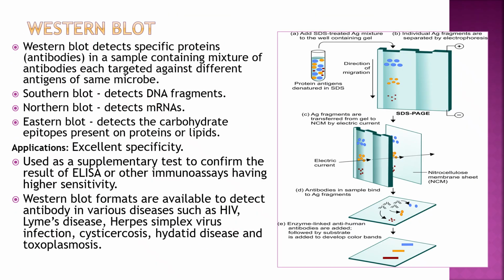Western blot detects specific proteins in a sample containing a mixture, using antibodies. Southern blot detects DNA fragments. Northern blot detects mRNA. Eastern blot detects carbohydrate epitopes on proteins or lipids. Application: supplemental test for HIV.